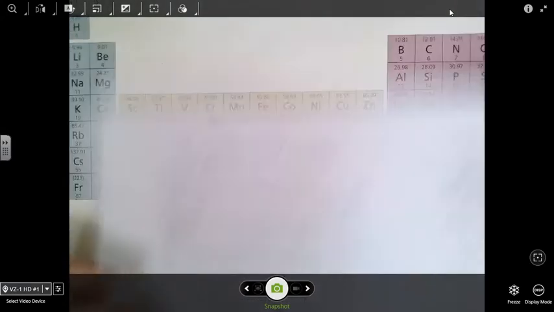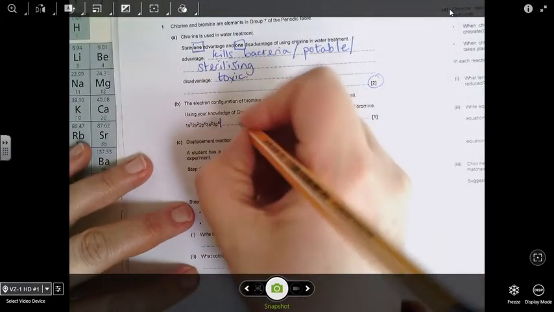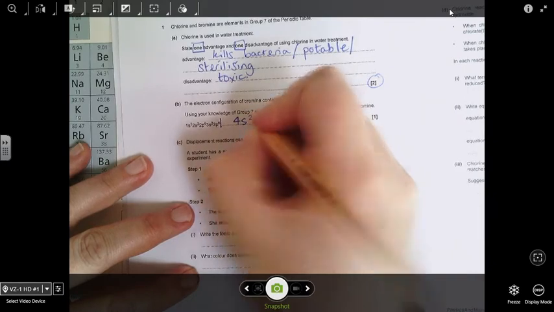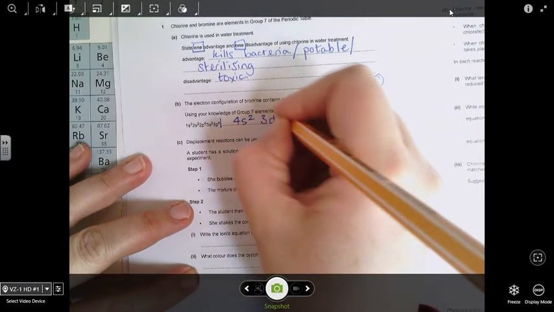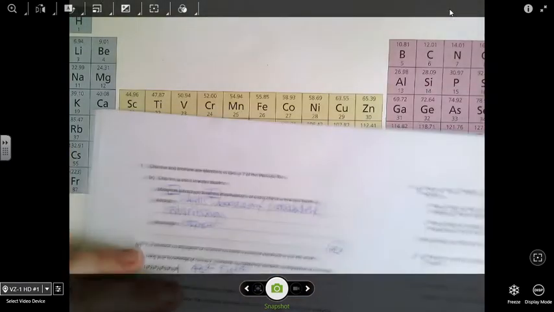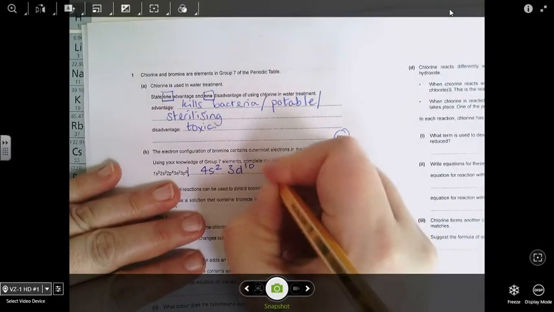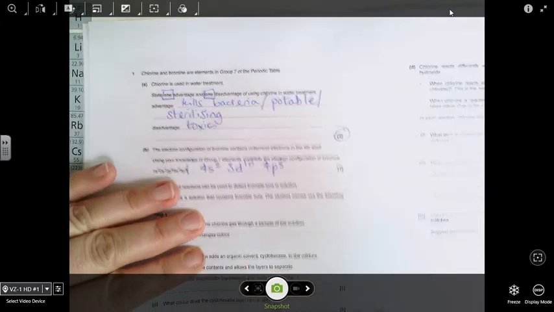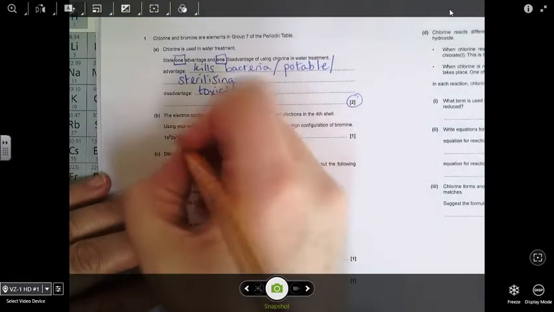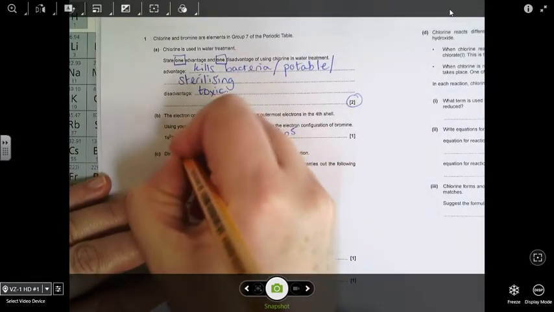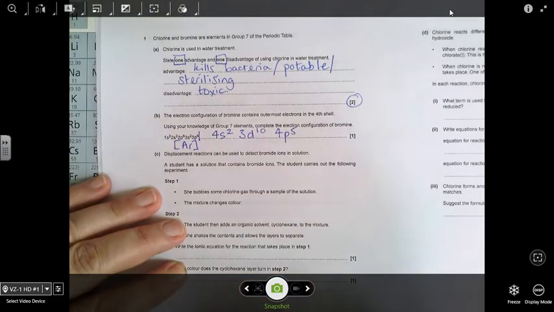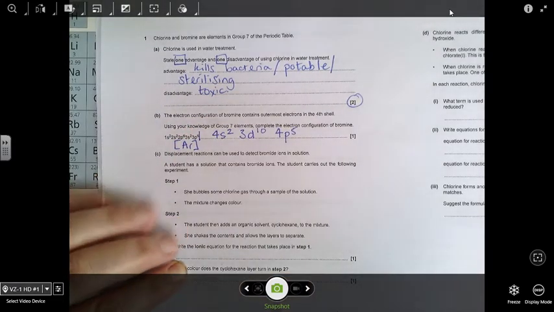So looking at this one, beyond that it goes 4s2, which fills first, 3d10, and then 1, 2, 3, 4, 5. So 4p5. Just as a bit of a reminder, instead of writing out all of that, you can go to the previous noble gas, which is argon, and you could put that instead of it.